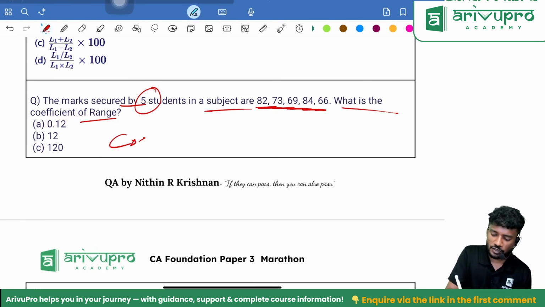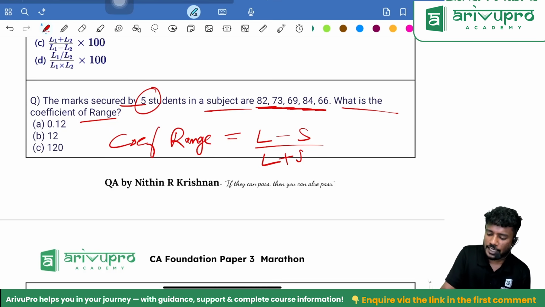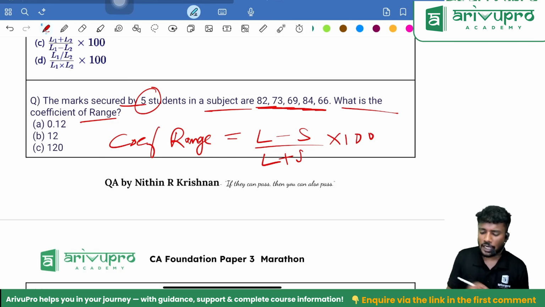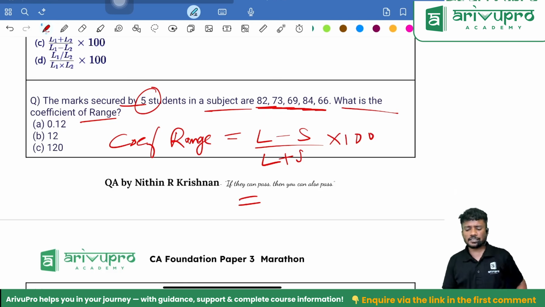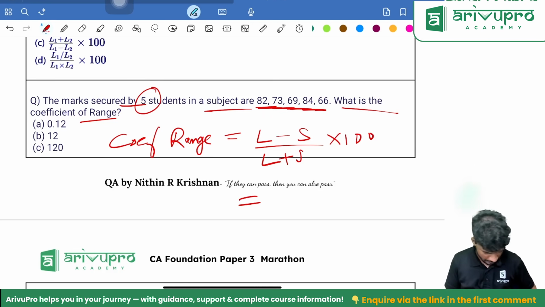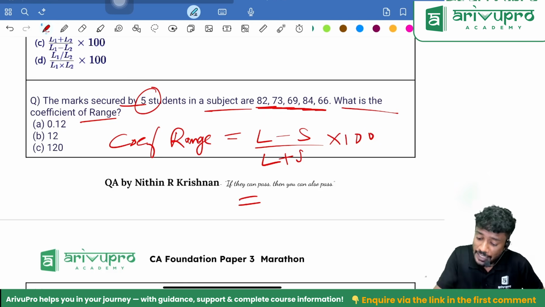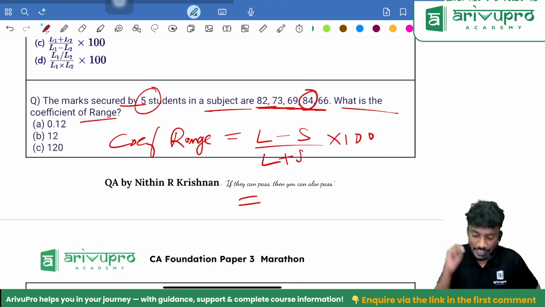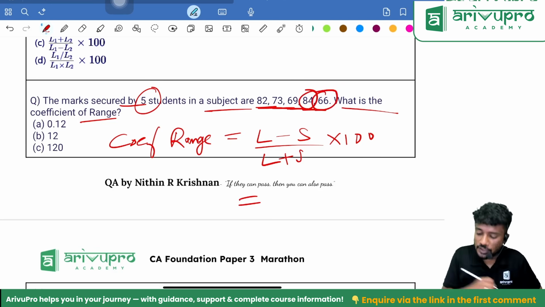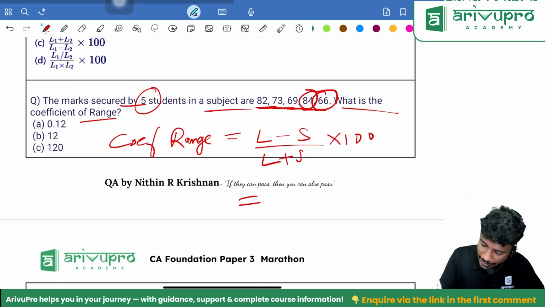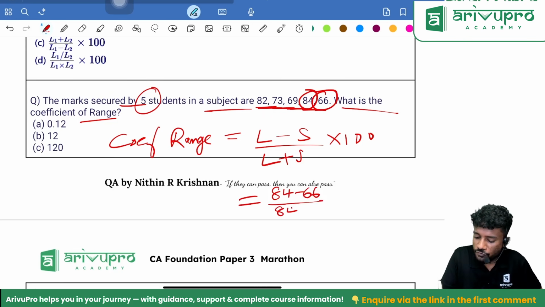What is the coefficient of range formula? L minus S divided by L plus S into 100. Here, L minus S is how much? So, highest value is how much? 84. Yes. Smallest value is how much? 66. Oh, they are together. Yes. 84 minus 66 divided by 84 plus 66 into 100.